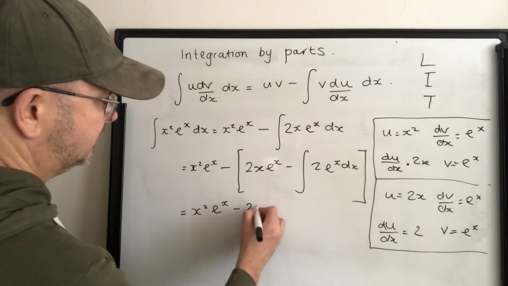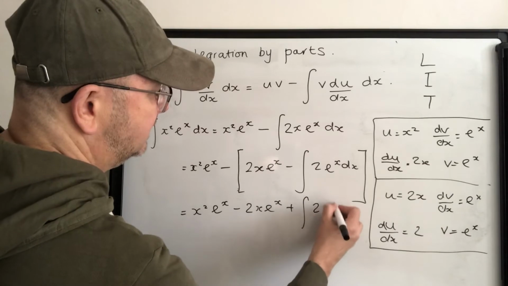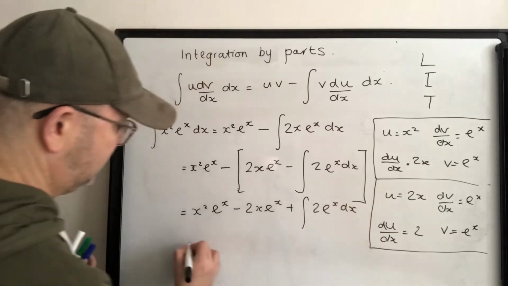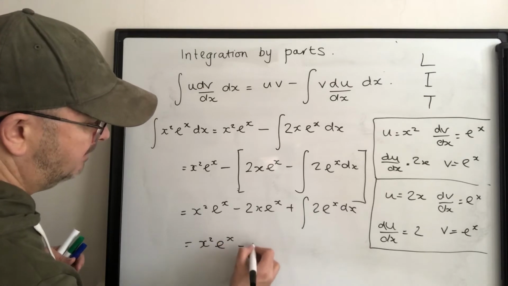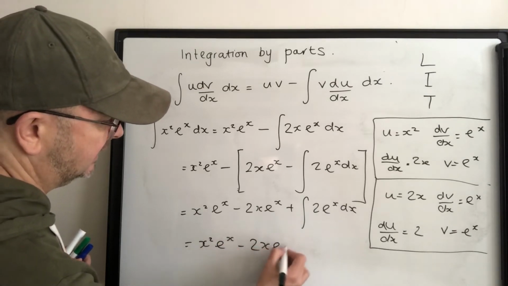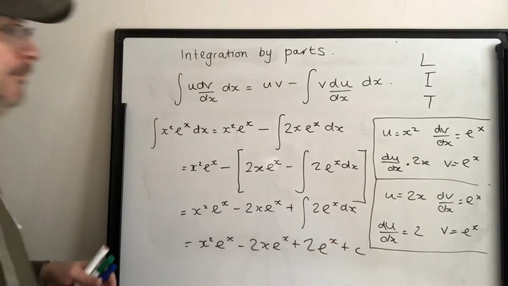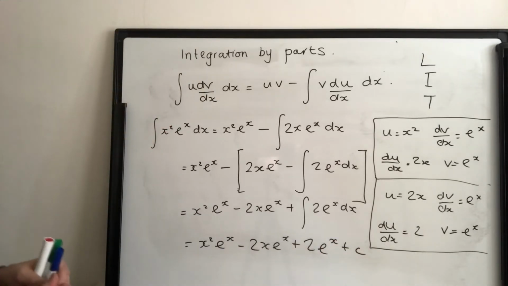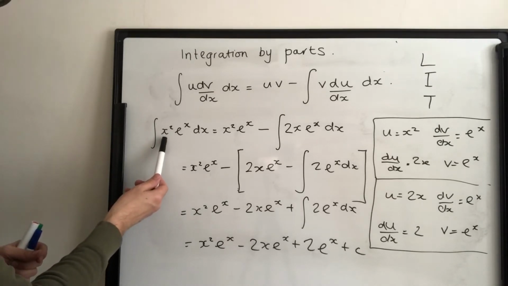So x squared e to the x minus 2x e to the x plus the integral of 2e to the x. So that makes it just a lot easier. So x squared e to the x minus 2x e to the x plus 2e to the x plus c. So here is doing it twice with an x squared.